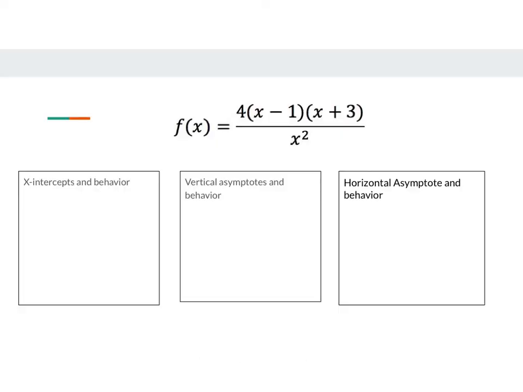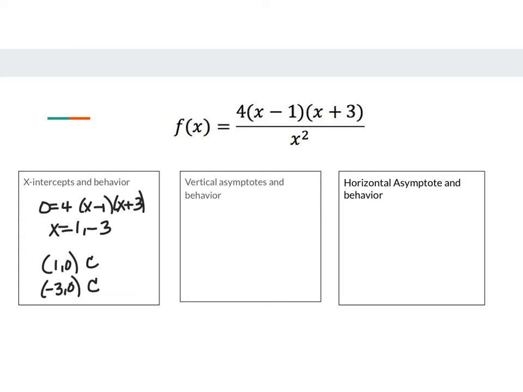Go ahead and try a third example. Again, if you're watching the YouTube video, you should be pausing, trying the question on your own, and then coming back to check your work. Find those x-intercepts, set your numerator equal to 0. So x equals 1 and negative 3. Again, we want to make sure we always write those as coordinates and list our behavior. With a multiplicity of 1, they each have a cross.